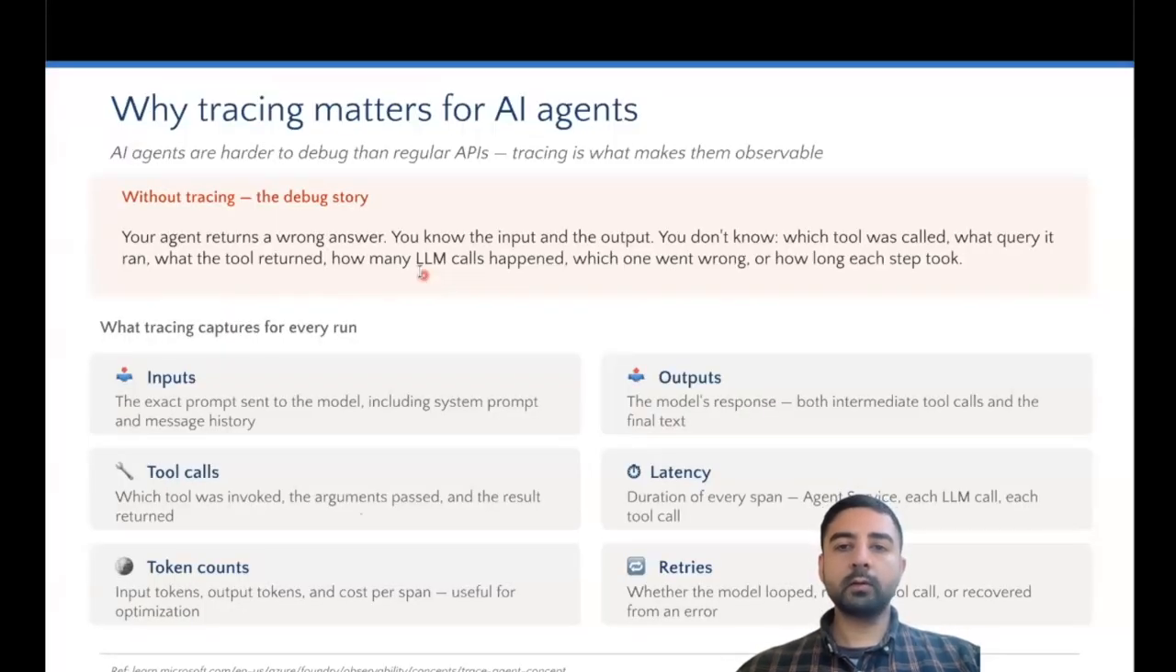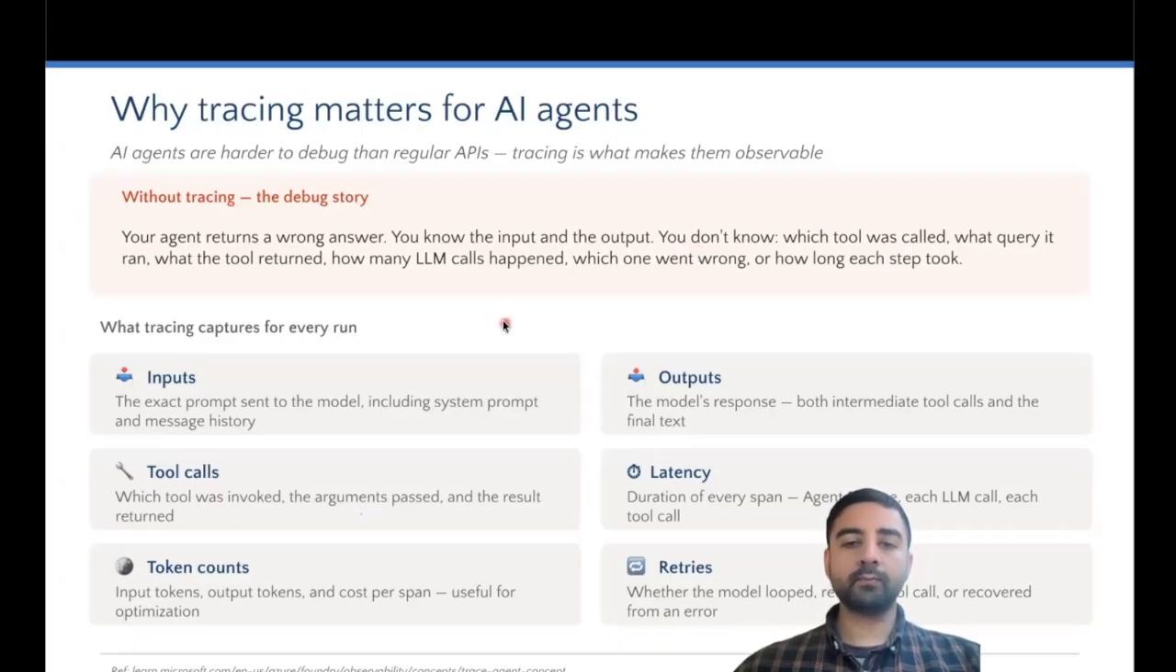So let me start with the problem that tracing solves, because it's easy to skip past it. AI agents are fundamentally different from regular APIs when it comes to debugging. When we have a REST endpoint and it returns a wrong value, you have a clear execution path: the request comes in, the logic runs, and there is an output in terms of a response. But an AI agent doesn't work that way. A single user message might result in multiple LLM calls, tool invocations, retry loops, and branching decisions made by the model at runtime. So none of that is visible from the input and output alone.